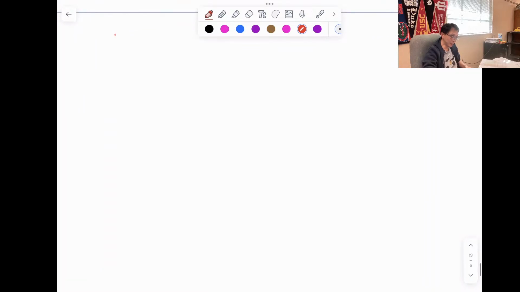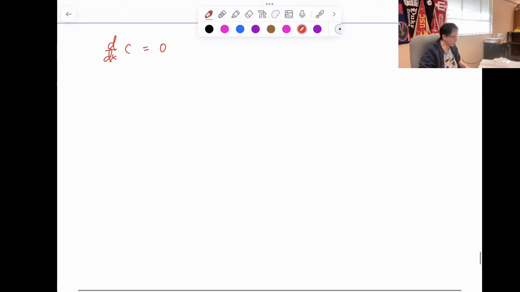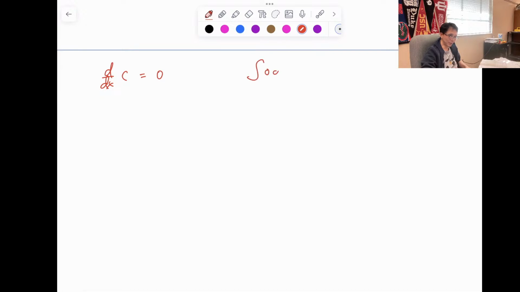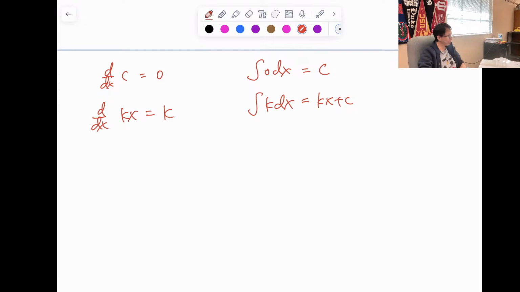So if I take the derivative of a constant, it is equal to 0, right? What happens if you integrate 0 dx? Well, it's going to give you a c. Does that make sense? If I take the derivative of kx, it's going to be what? Okay. And the integration of k dx is going to be what? kx plus c. Good job.